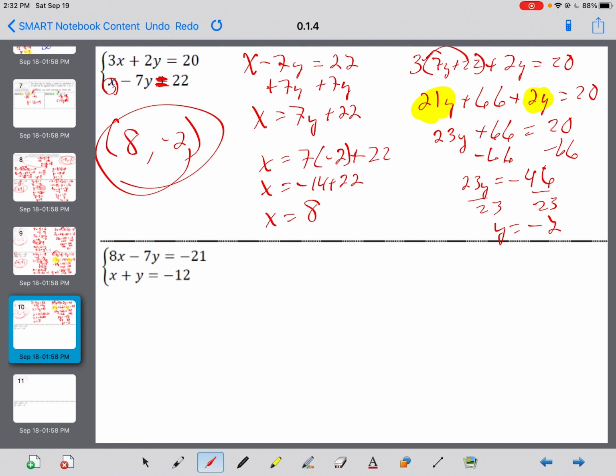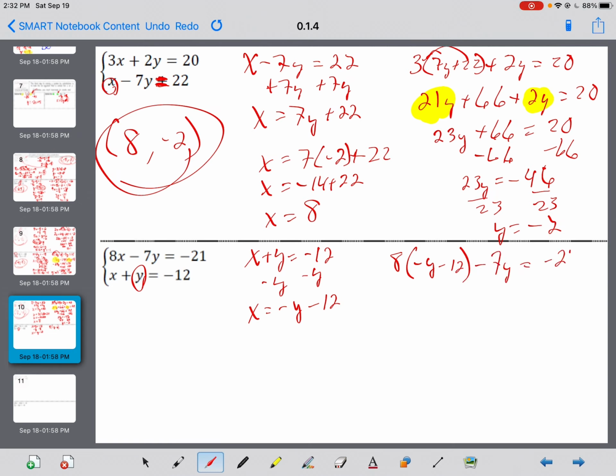Ah, interesting. Now, this one, I've got x as a single and I got y as a single. And it doesn't matter which one I solve for because they're both positive now. So, I don't know. Solve for x. Plug in for that. So x plus y equals negative 12 minus y. X equals negative y minus 12. So 8 times, let's see, negative y minus 12. That's what we're plugging in for x.